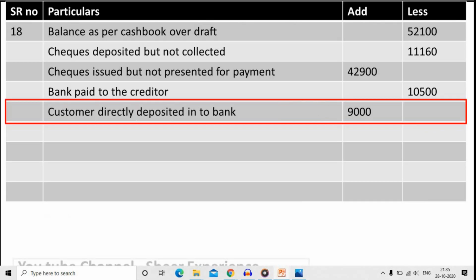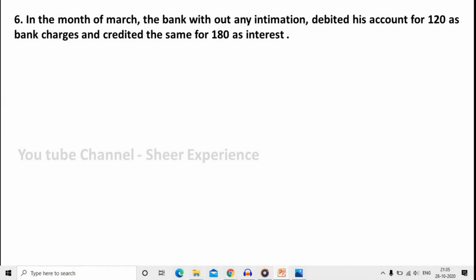9,000 in add column, and in the particulars column, customer directly deposited into bank. Our next transaction is, in the month of March, the bank without any intimation debited his account for 120 as bank charges and credited the same for 180 as interest.